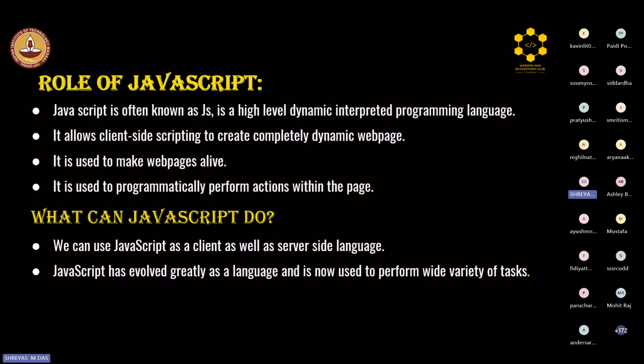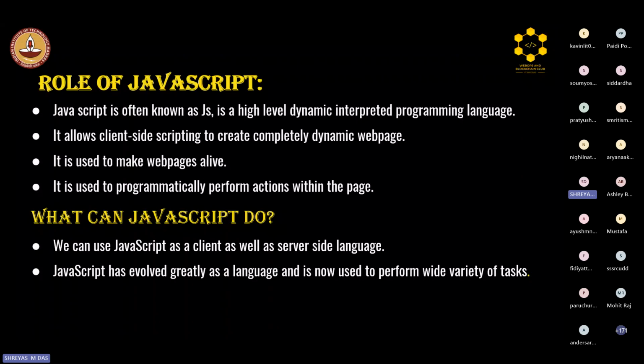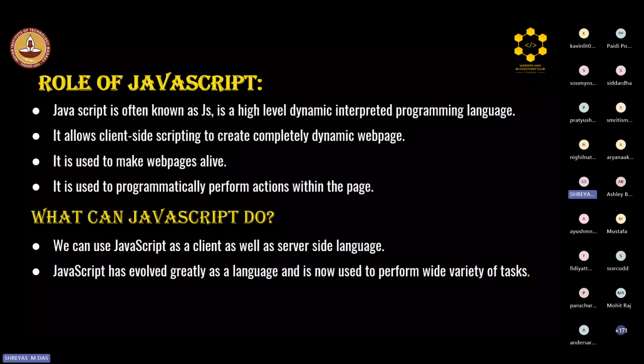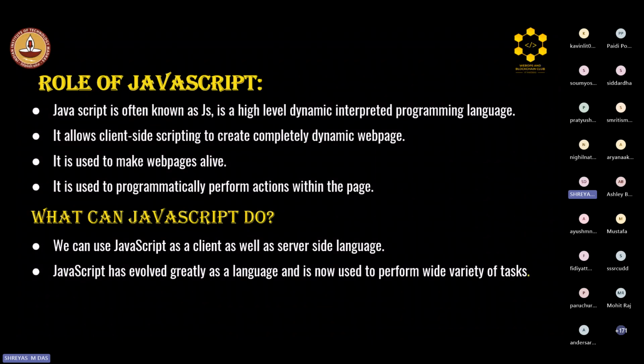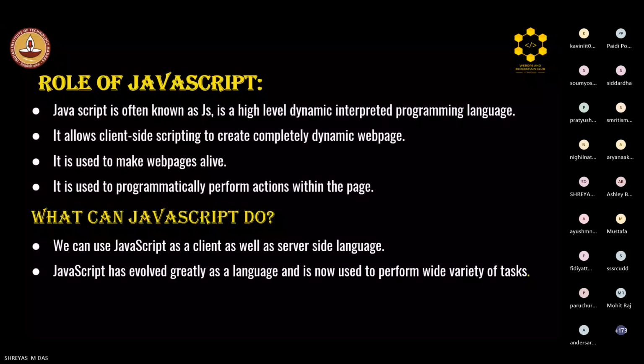It is used to programmatically perform actions within the pages. And what can JavaScript do? We can use JavaScript as a client-side as well as a server-side language. JavaScript has evolved greatly as a language and is now used to perform a wide variety of tasks. Now we will have the introduction of JavaScript and its syntax, and then we will be learning about variables, functions, and events.